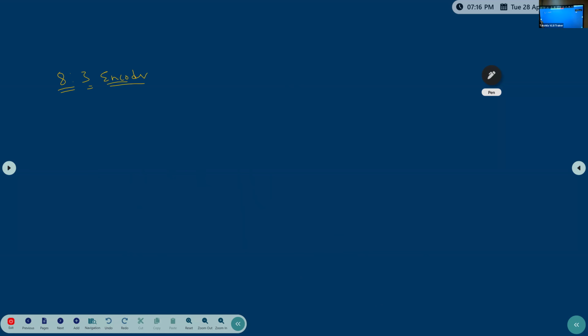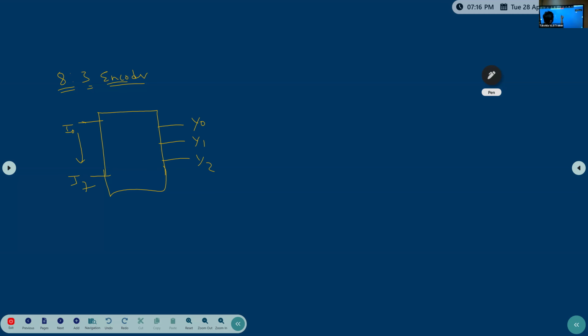So how many inputs are there? 8 inputs are there, 3 outputs are there. Octal to binary encoder they will say. So how many inputs will be there? 8 inputs will be there, I0 to I7, and 3 outputs will be there. So this is Y0, Y1, Y2.